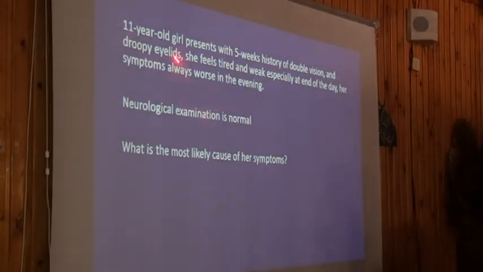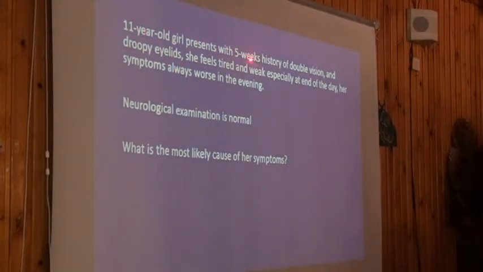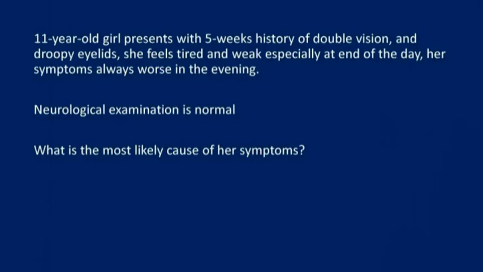We have an 11-year-old girl who presents with a 5-week history of double vision and droopy eyelid. She feels tired and weak, especially at the end of the day. Her symptoms are always worse in the evening. Neurological examination is normal. What is the most likely cause of her symptoms? Myasthenia. Perfect.